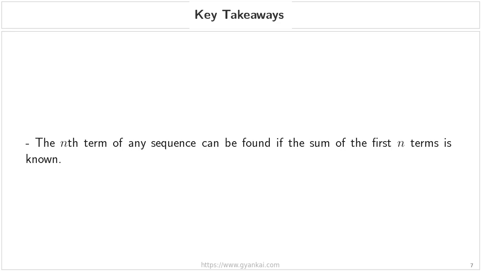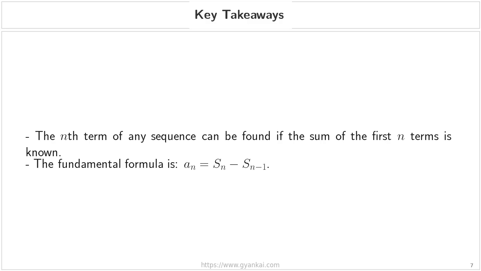First, remember that the nth term of any sequence can be found as long as you know the formula for the sum of the first n terms. This is a powerful tool because it allows you to move from a cumulative total back to individual values. The fundamental formula you must memorize is a sub n equals S sub n minus S sub n minus 1. As we saw in our derivation earlier, this subtraction is what isolates that single, specific term we are looking for.